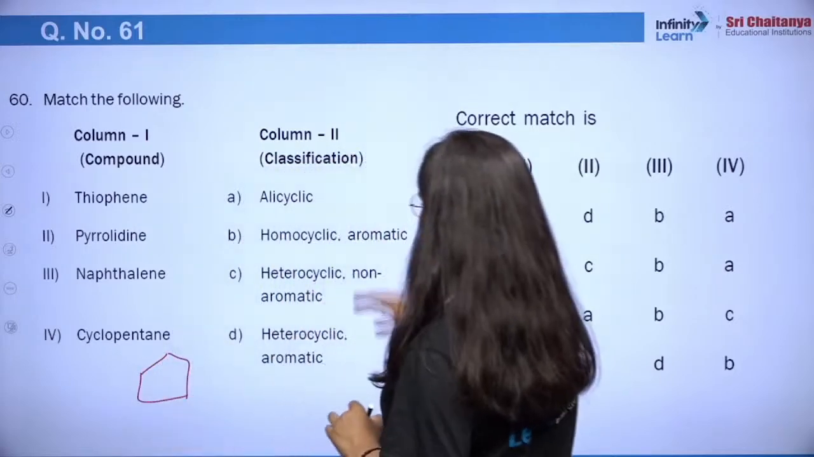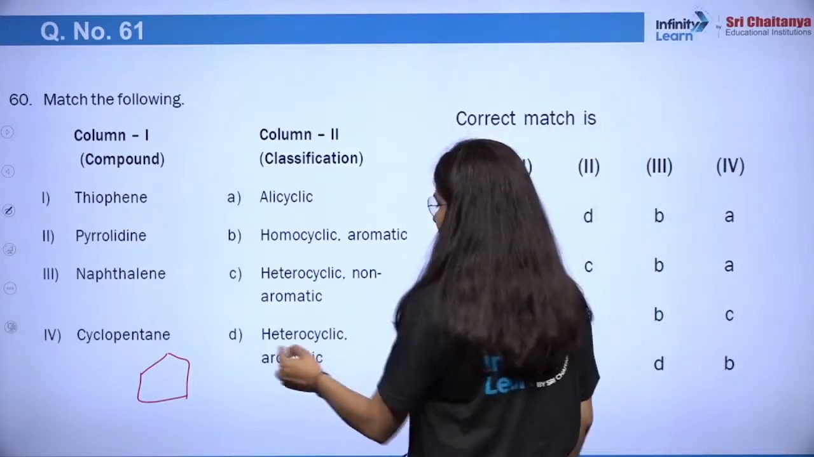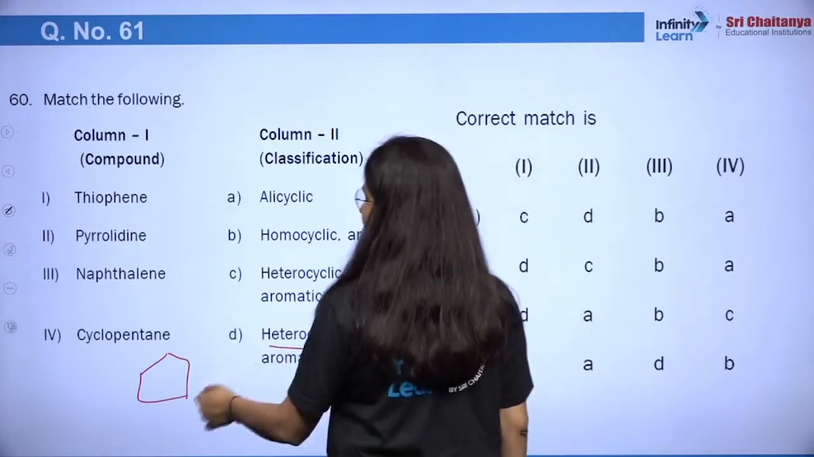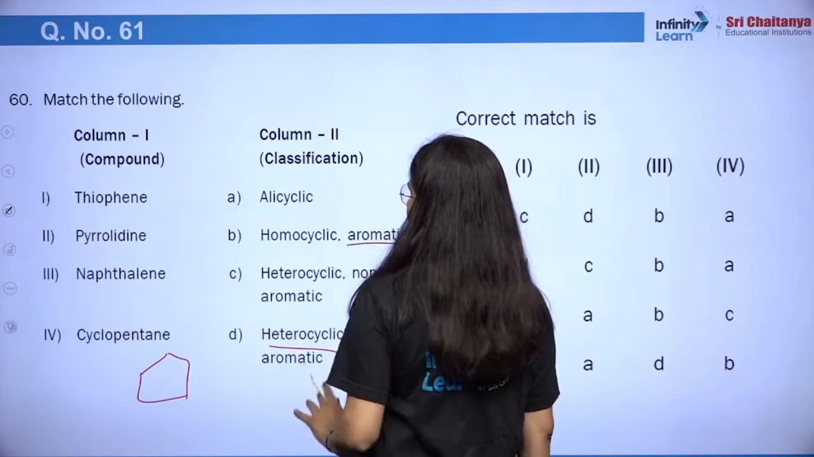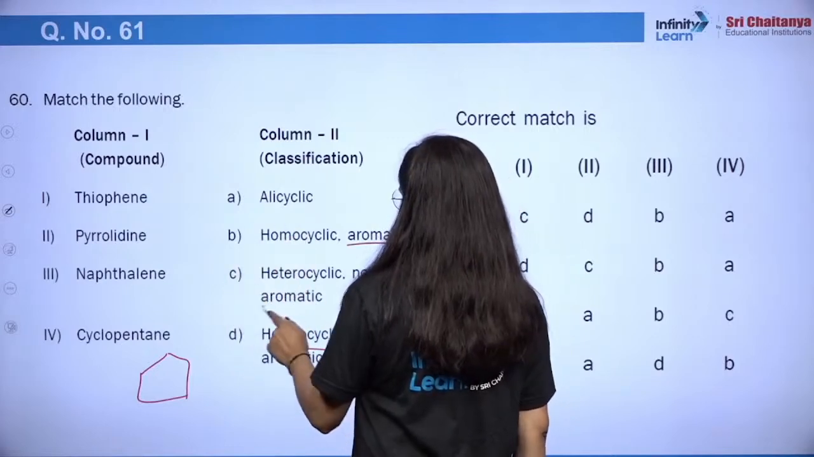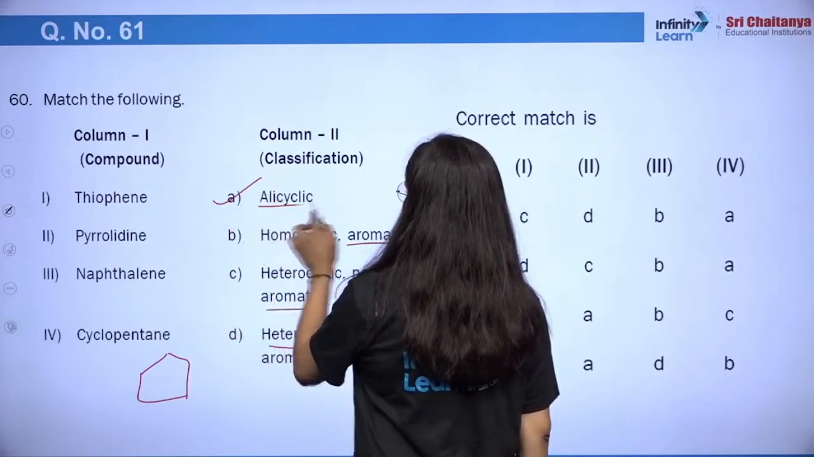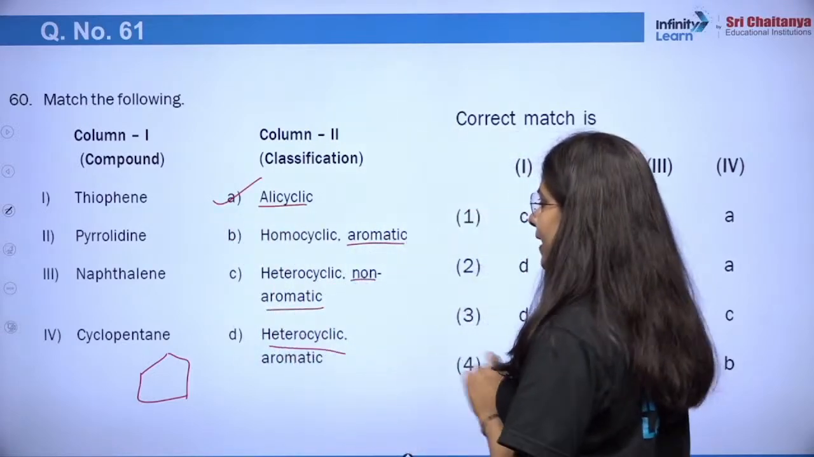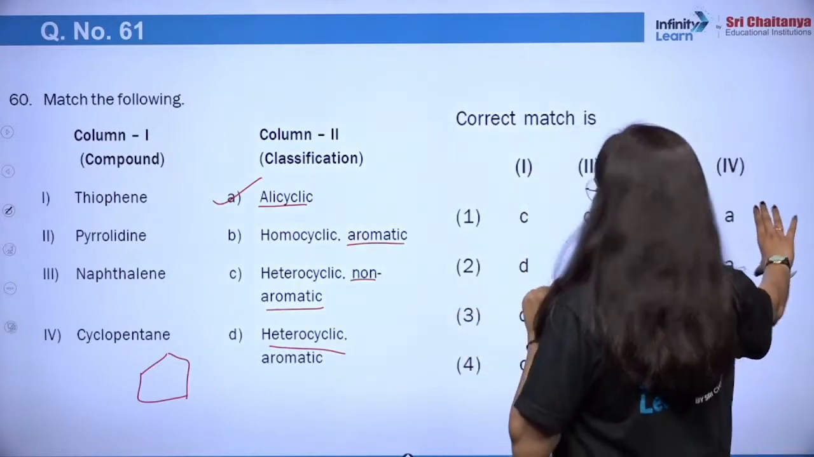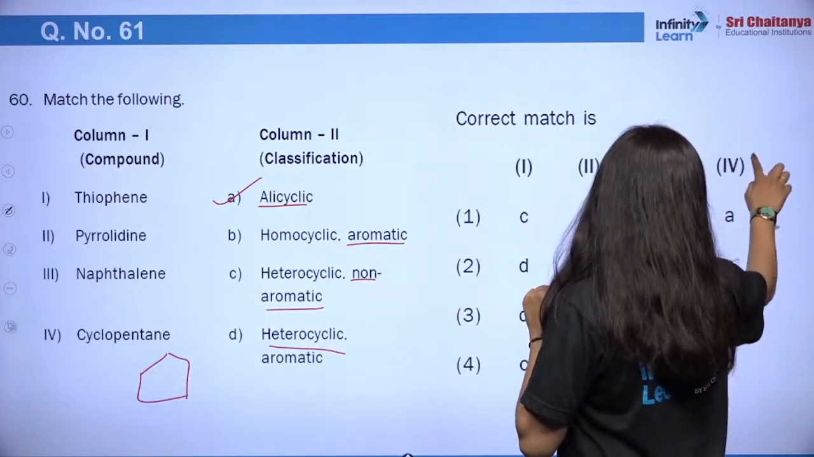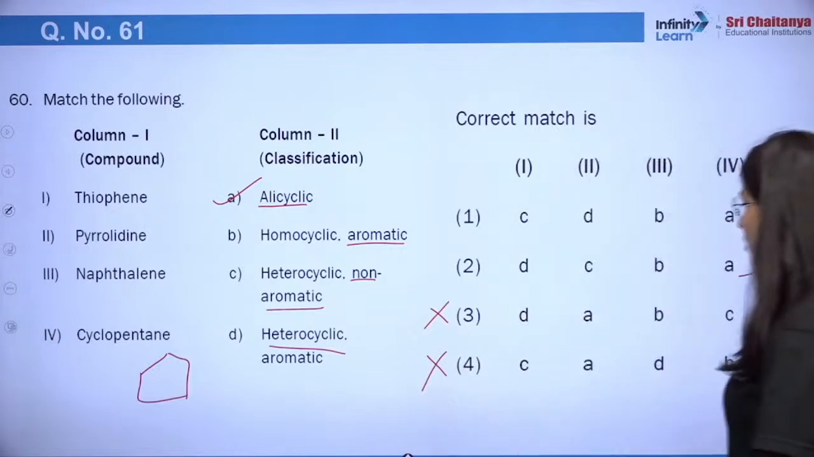Now coming to the options. Is cyclopentane heterocyclic? No, we have only carbon and hydrogen atoms here. Is it aromatic? No, it cannot be aromatic. Is it non-aromatic? No, non-aromatic is also not there. It is alicyclic. It comes under the category of alicyclic. So 4 has to be A. When I am coming to 4 as A, I can eliminate 2 options, 3 and 4. So 3 and 4 cannot be our answers.